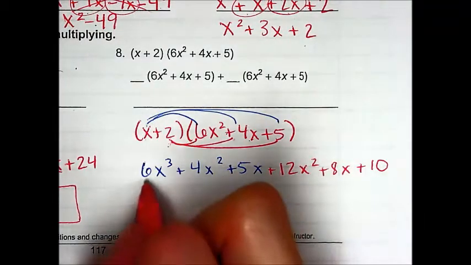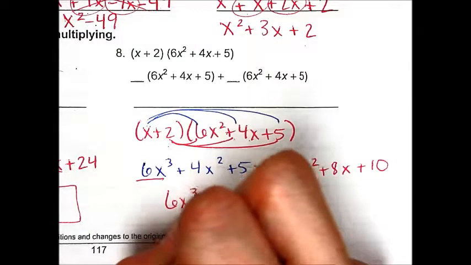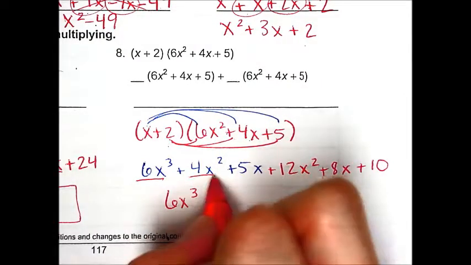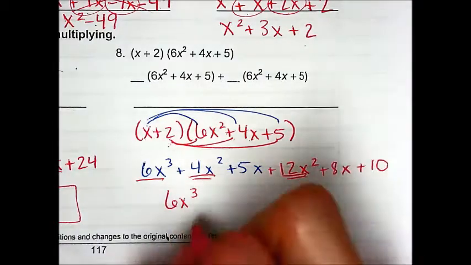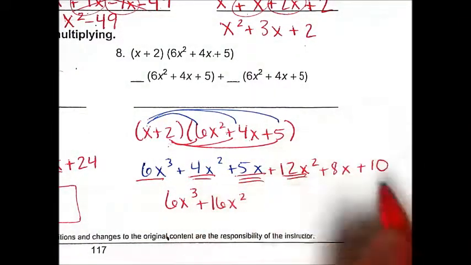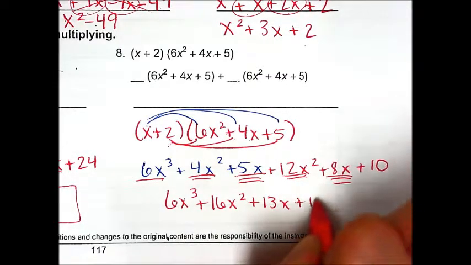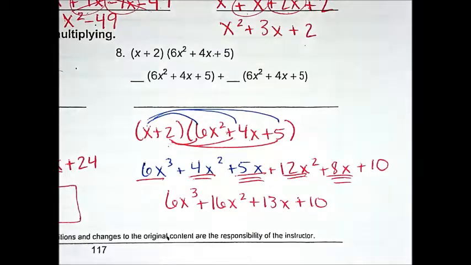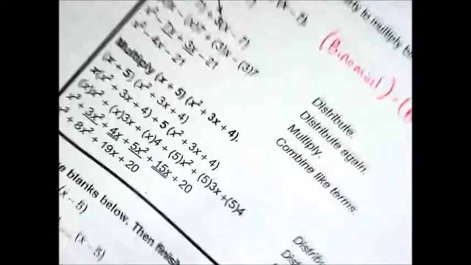Okay, combine like terms. 6x to the third is the only one. 6x to the third stays by itself. Okay, x squared, 4x squared plus 12x squared should be 16x squared. 5x plus 8x, 13x, and then you got a plus 10 all by itself. Okay, moving on to the back side.